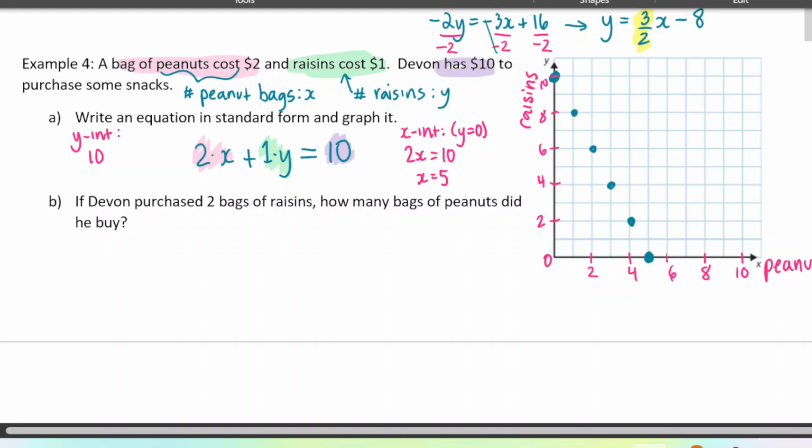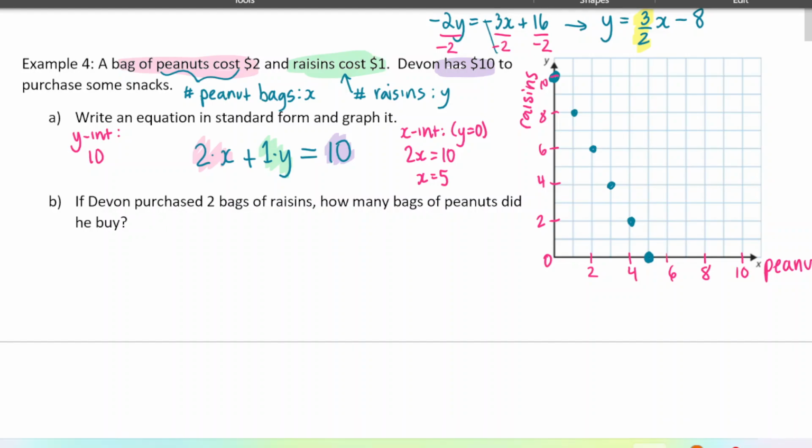Now it says, what if Devin purchased 2 bags of raisins? So raisins here, 2 bags of raisins. So here, how many bags of peanuts? Oh, we can just read it straight off the graph. 4. Right? Okay, so you definitely want to use the standard form when you have this sort of totaling up problem, where you're spending a certain amount of money or adding to a certain amount, and then you have 2 different types of things that are adding to that amount. Okay, and that is the end of the final lesson.